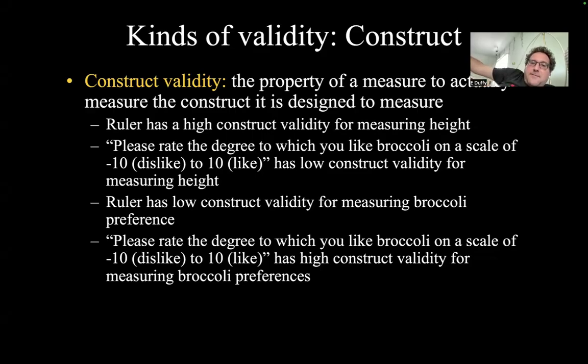That has a low construct validity for measuring height. Okay. But of course, a ruler has a low construct validity for measuring broccoli preferences, and a scale item about how much you like broccoli has low construct validity for measuring height.